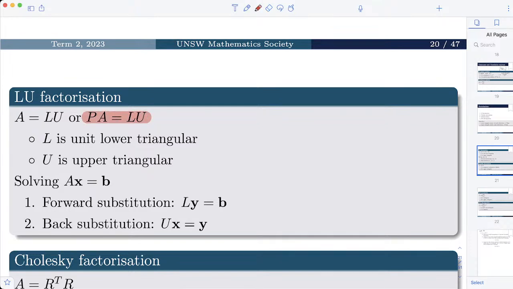With LU factorization, let's say you're solving this system over here. What we do is we use forward substitution to solve this and then back substitution to solve this. If you have the permutation matrix, all you're going to do is put your permutation matrix out the front of b over here. I think that's right. Yes, that's right. That's LU factorization.